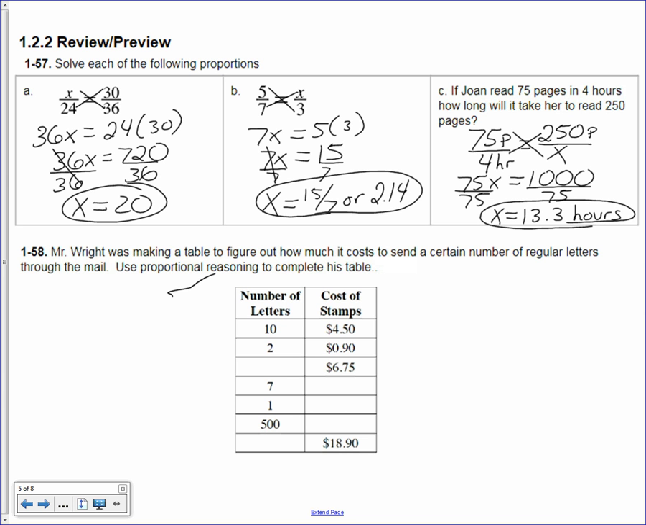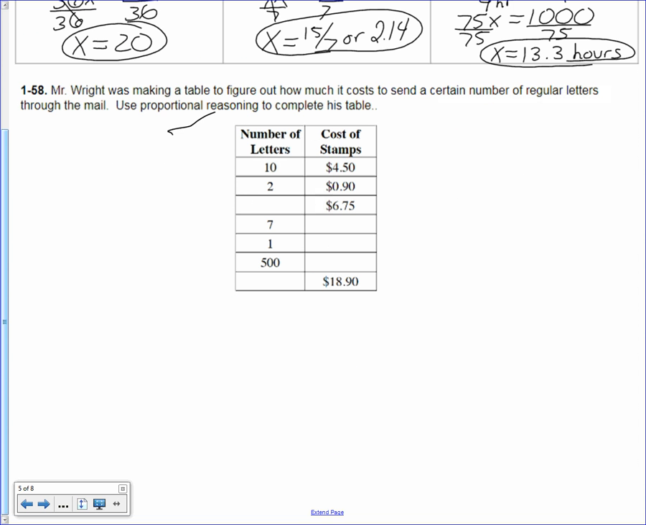Okay. Problem number 158, we are filling in a table. So one of the things that you need to do in a proportional relationship when you need to fill in a table is to maybe find out what it is when it's 1. So I saw in my table right here that 2 stamps cost 90 cents, so I would do 0.90 divided by 2, and I'm going to get 45 cents. So I know that 1 stamp equals 45 cents.